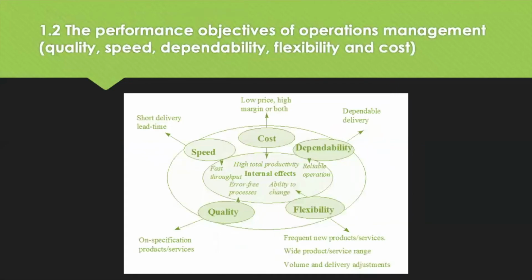So here again, you can see the Slack model of the 5 performance objectives for operation management. So quality, producing products and services that satisfy the customer need. Speed, ensuring a short amount of time between when orders are made and when orders are fulfilled. Dependability, producing products that are reliable and consistent. Flexibility is about adapting to change in demand or marketplace changes. And cost is about producing products or services at minimal cost.